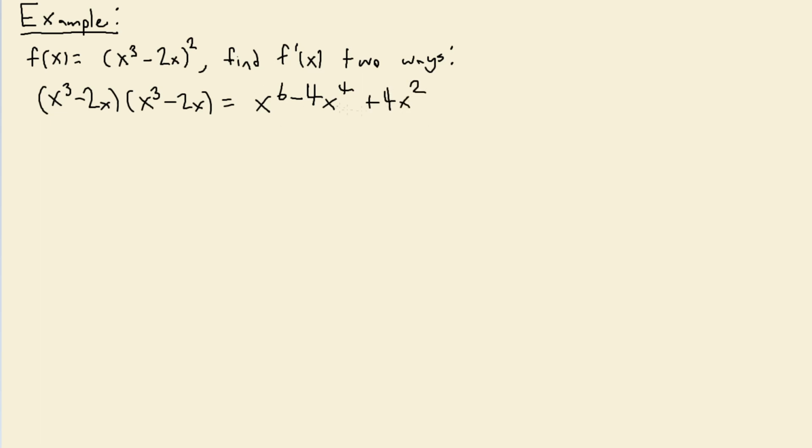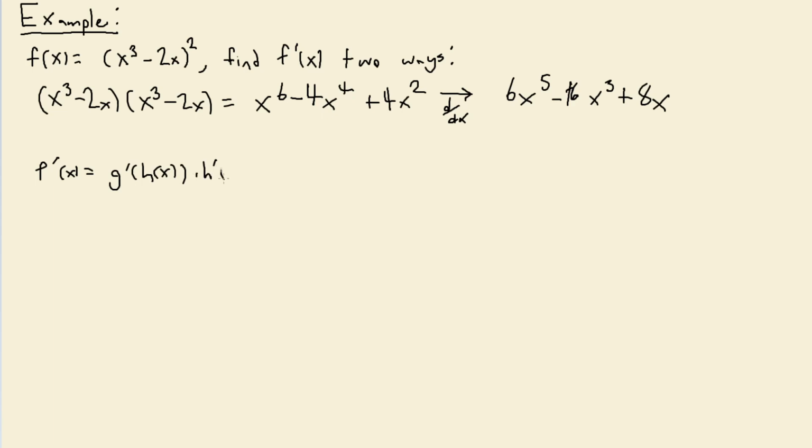And so we can take the derivative of this using our power rules. The derivative here is just going to be equal, I'm just going to do it like this. I know it's not conventional, but I'm lazy. This is going to be 6x to the fifth minus 16x to the third plus 8x. So that's going to be our derivative. Now let's try the chain rule that we just discovered. f prime of x is going to equal g prime of h of x multiplied by h prime of x. And let's see if we can apply that here.